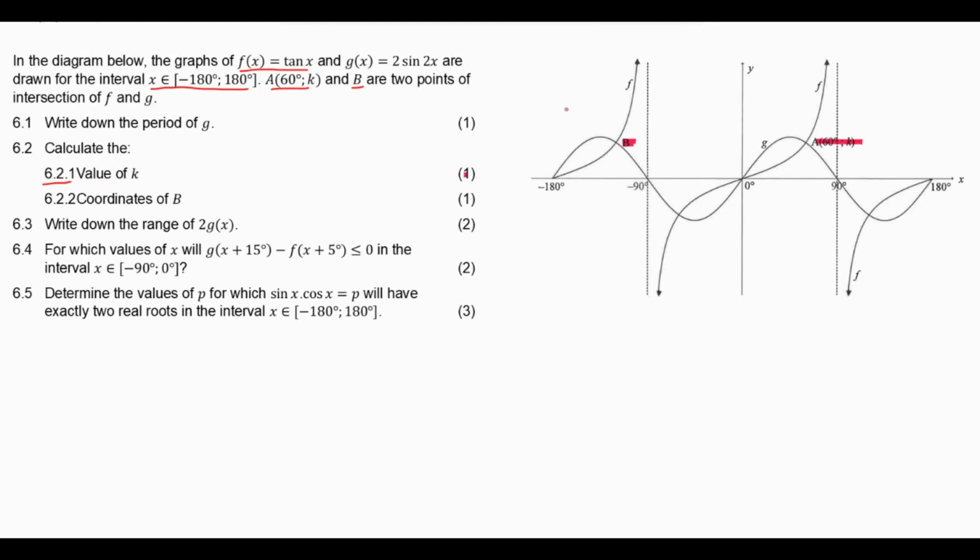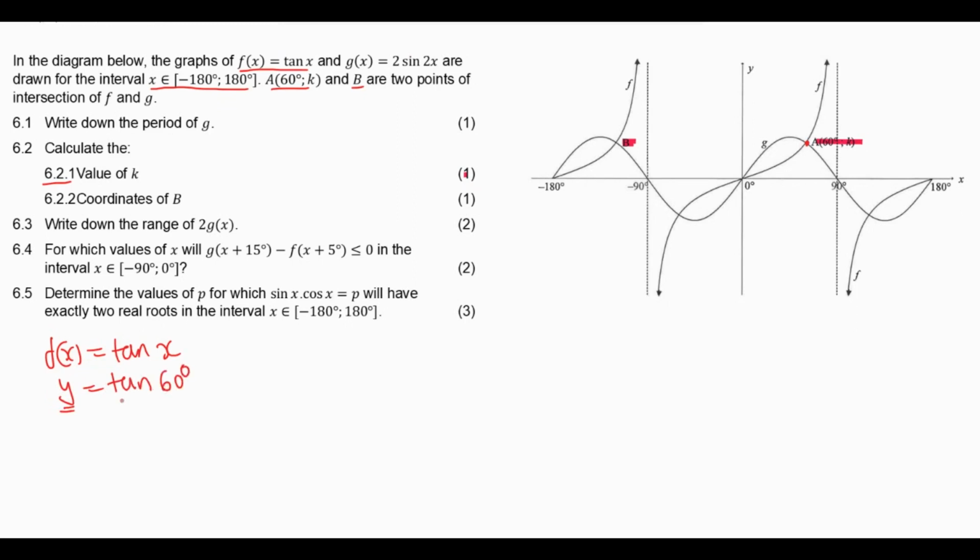So the value of k here, we have 60 and k here. This is a point of intersection, meaning that we can use f(x) or we can use g(x). Let's use both. Let's start with f(x). f(x) is equal to tan x. And now x is 60 degrees, so it means y is equal to tan 60 degrees.